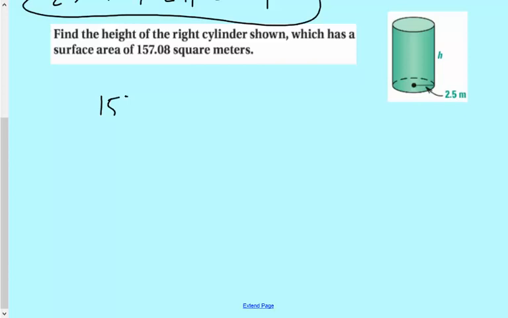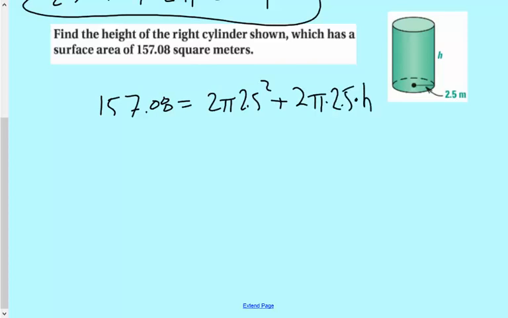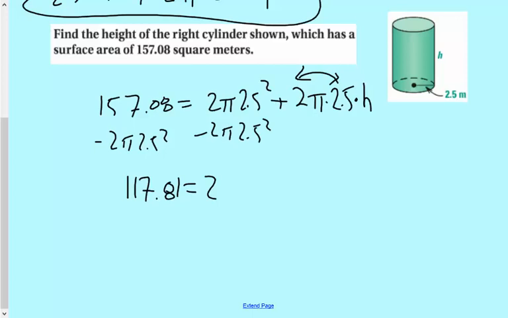So I have 157.08, that's the surface area, equals 2 pi radius squared. So these are the 2 circles on the top and the bottom, plus 2 pi r, which was 2.5, times h. We're going to solve this for h. So what I'm going to do is subtract this number right here off on both sides, whatever that number is. And I'm just going to type that in my calculator. So I'm going to do 157.08, take away 2 pi times 2.5 squared. And that gives me 117.81 equals, I'm going to do 2 times 2.5 and get 5 pi times h.